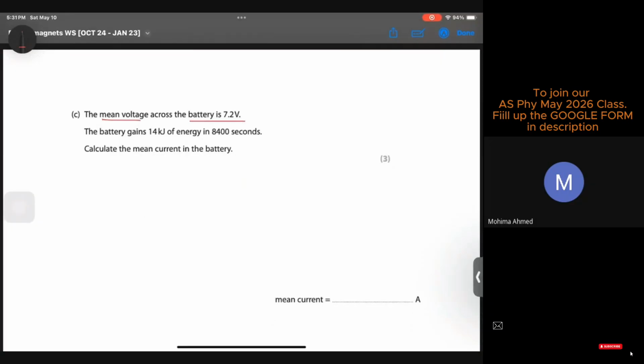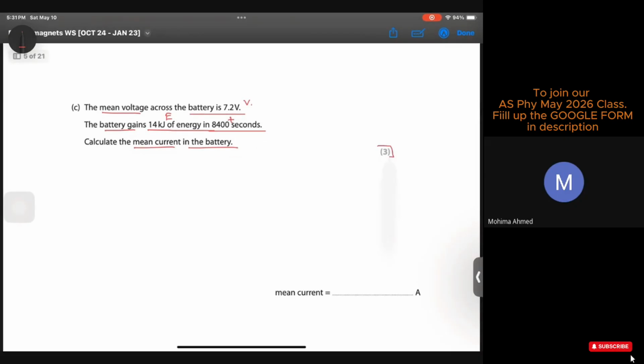battery is 7.2 and the battery gains 14 kilojoules of energy in 8400 seconds. Calculate the mean current in the battery. So we have energy, we have time, we have voltage. They're giving you 3 marks for this. That means write down the formula that we are using. I'm using power equals IV, but I can break down power also in terms of energy over time. So from this part, if I make I the subject, it will be energy divided by VT. Yes, VT.